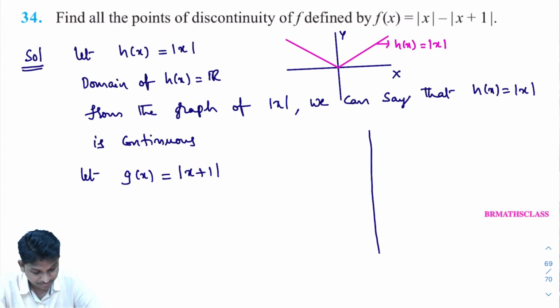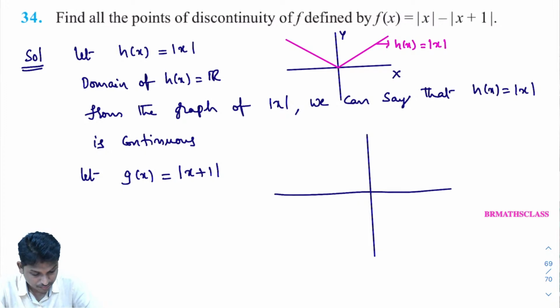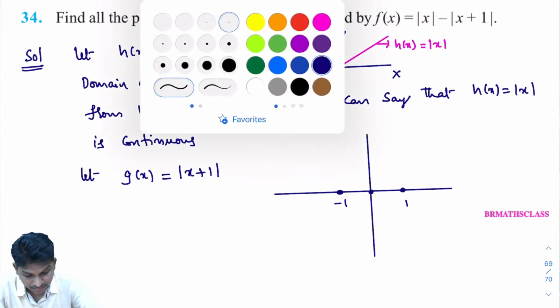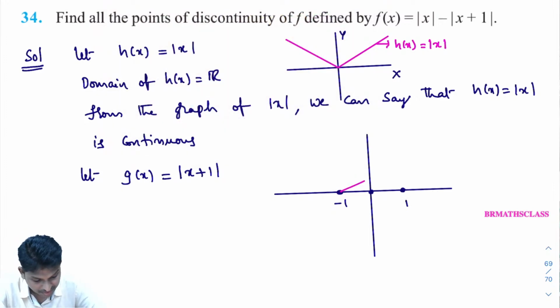Okay, first, what happened? Okay, suppose this is minus 1, 0, plus 1, and the modulus of x plus 1 graph will be like this.